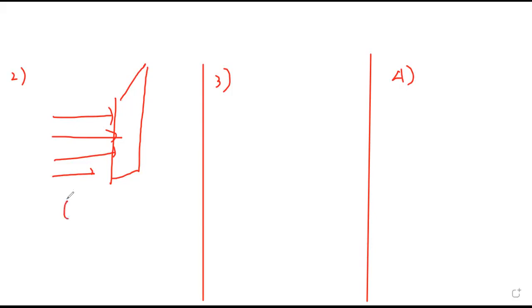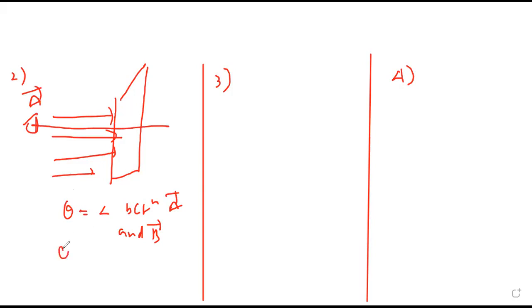What is meaning of theta? Theta is angle made between A bar and B bar, correct? Yes, sir. A bar means area vector is perpendicular. So they are in same direction, so theta will be zero. Because field is also perpendicular, area vector is also perpendicular, so zero. And flux is maximum, no? NAB cos zero will be maximum. Okay? Good. Max.